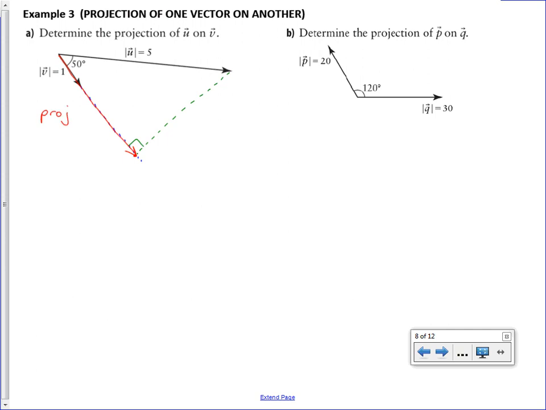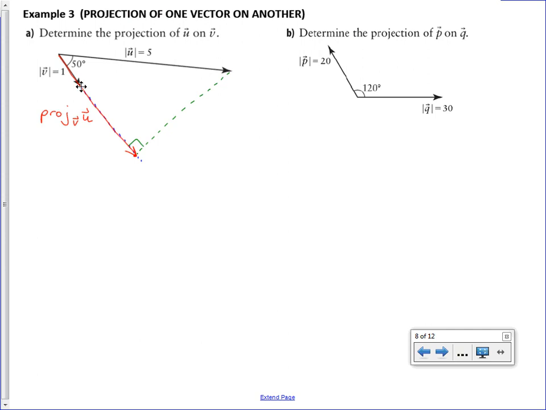Let's see if we've been paying attention. Projection of, what should be the subscript this time? The little vector should be projection of, it's onto V. Whatever it's onto, that's the subscript. So this is the projection of U onto V.